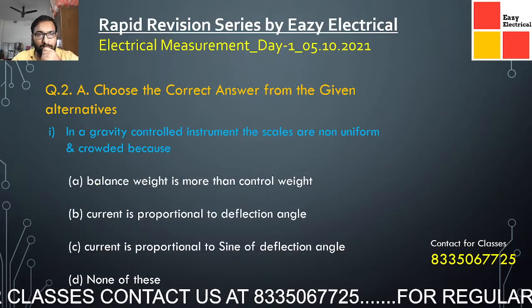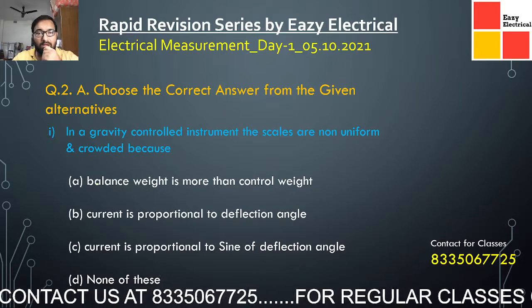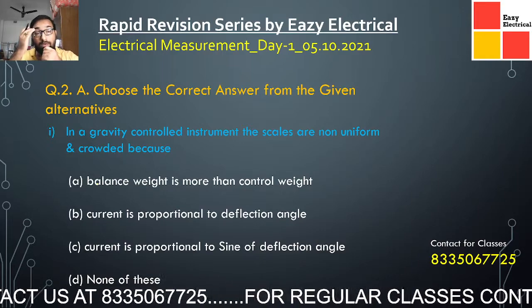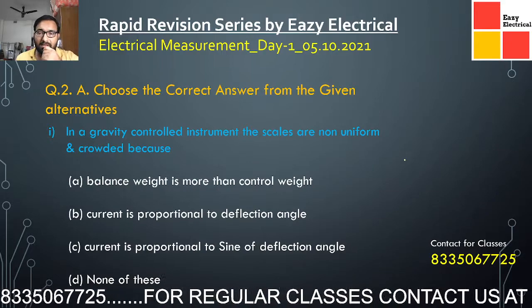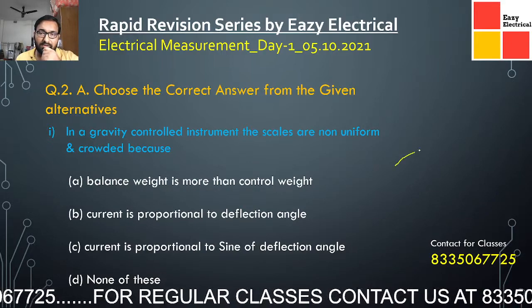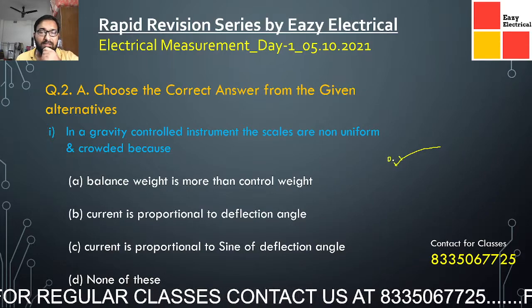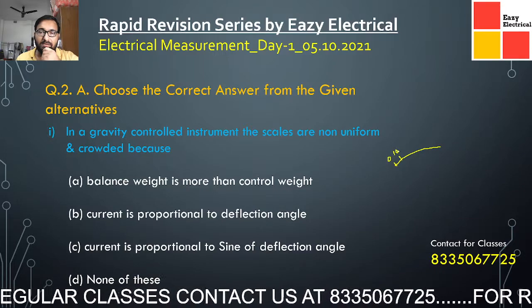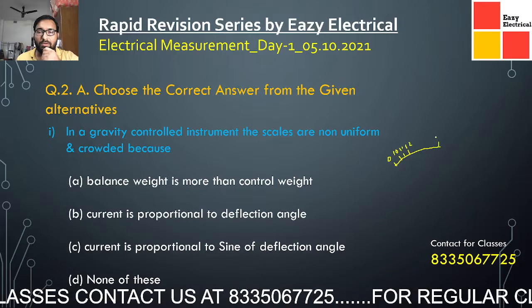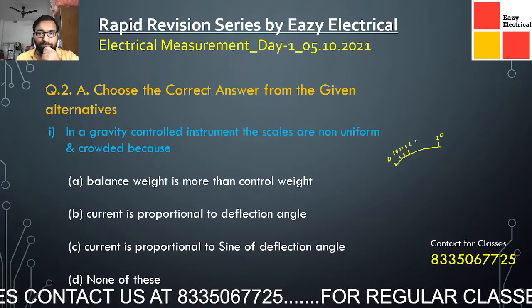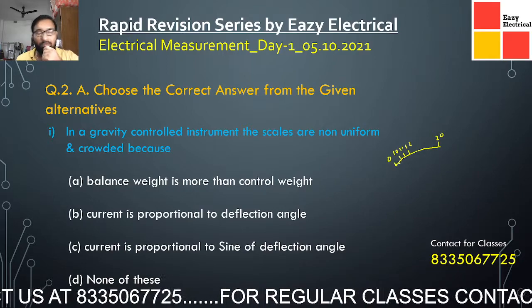Now coming to the next question. In gravity controlled instruments, the scales are non-uniform and crowded because... in a gravity controlled instrument, suppose this is the scale. In the beginning portion you will find it written as 0 ampere, then 10 amperes, then 11 amperes, 12 amperes, like that. Suppose a 20 ampere scale is there in an ammeter. In the beginning portion there is cramping or crowding, and we can observe that.